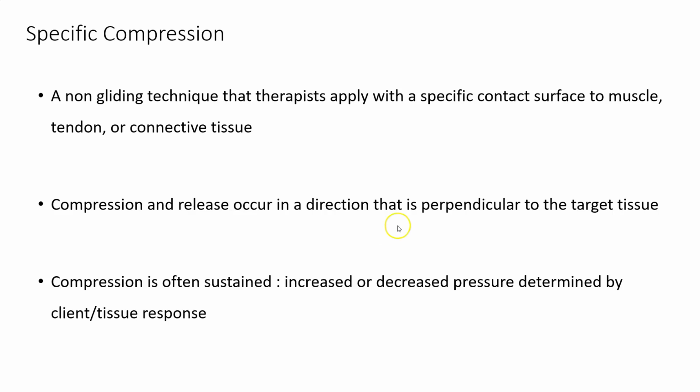Specific compressions. So they're non-gliding techniques as well that the therapists apply with a specific contact surface to muscle, tendon, or connective tissue. So again, through your assessment process, you identify a structure such as a specific muscle, or the tendon of that muscle, or the connective tissue within the context of where the problem is. Compression and release occur in a direction, again, that is perpendicular to the target tissue. The compression is often sustained, so increased or decreased pressure determined by client tissue response.